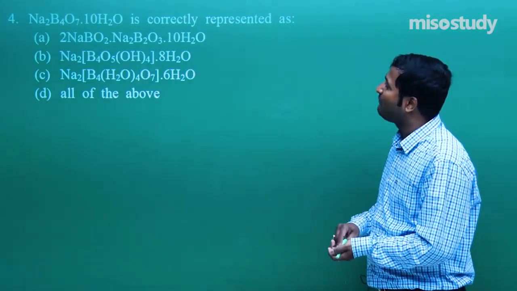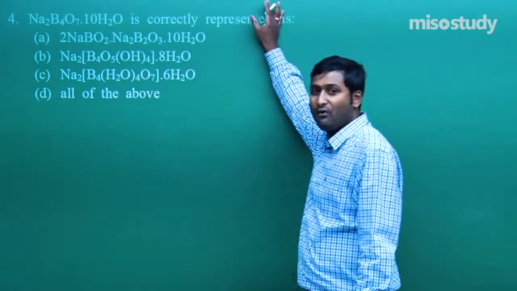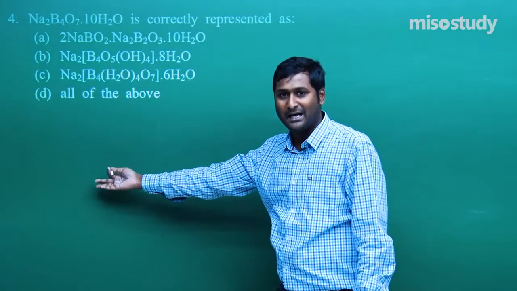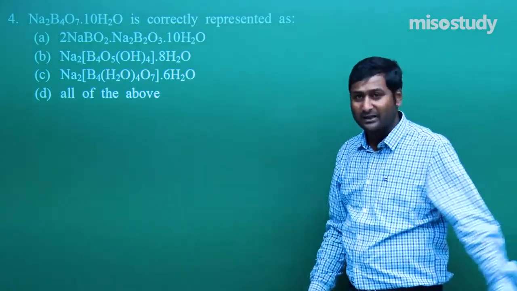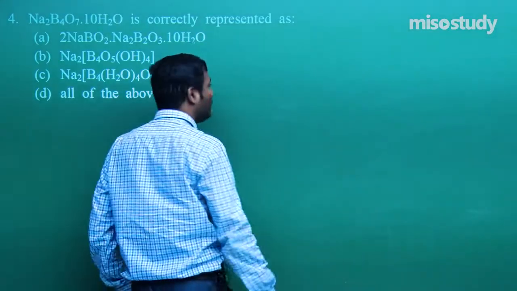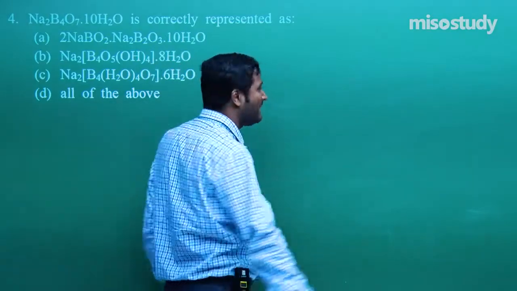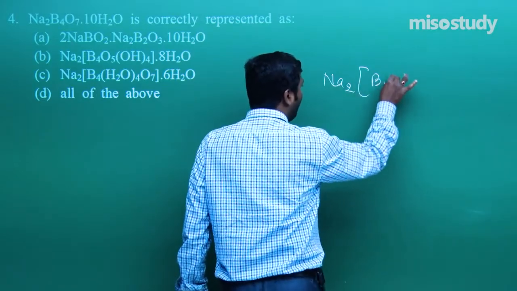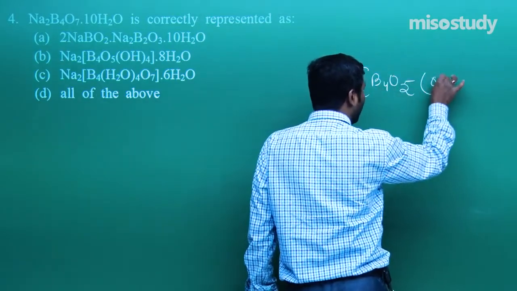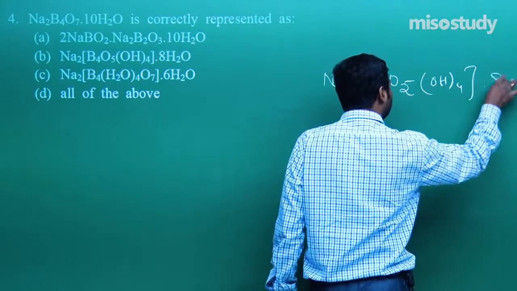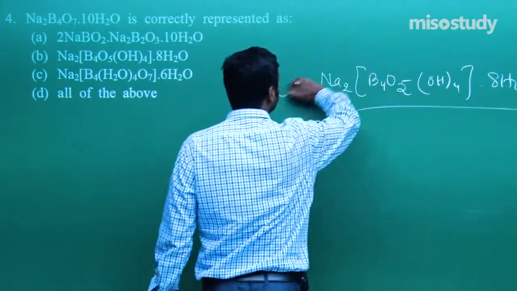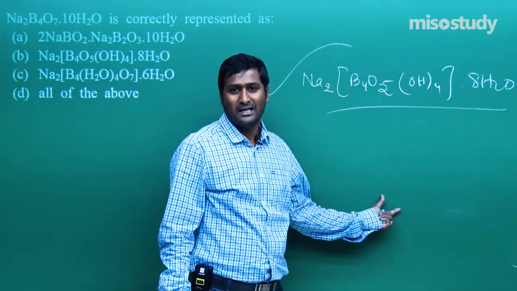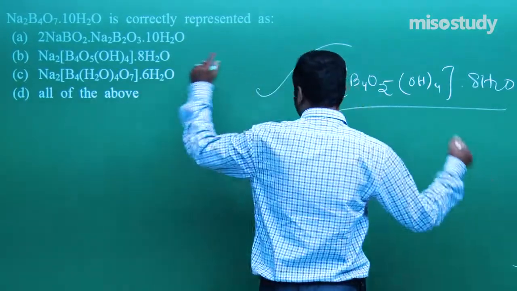Look at question number 4. Na2B4O7 into 10H2O. As I told you earlier in my last question, what is the correct representation of Na2B4O7? It can be represented like this: Na2B4O5(OH)4 into 8H2O. By using this, we can draw the structure of borax. Clear? So what is the correct representation?